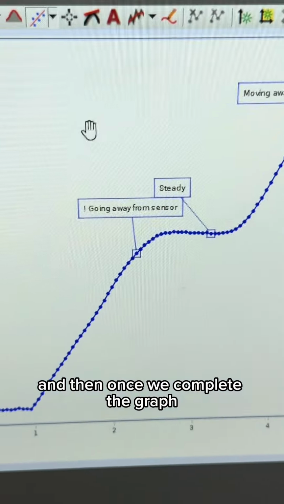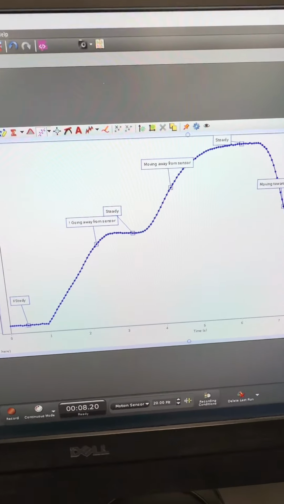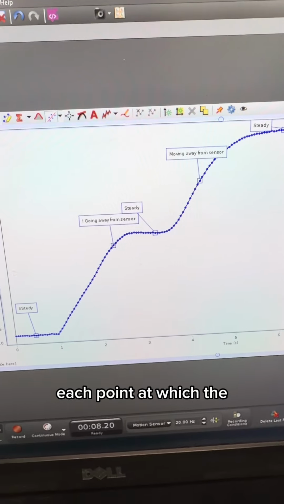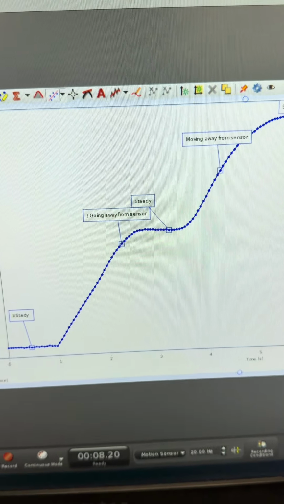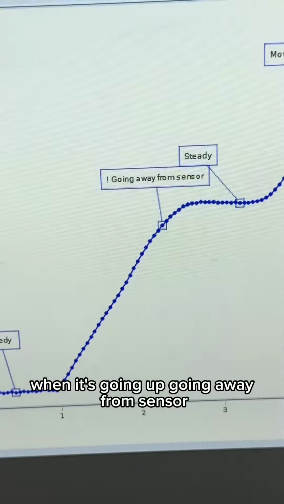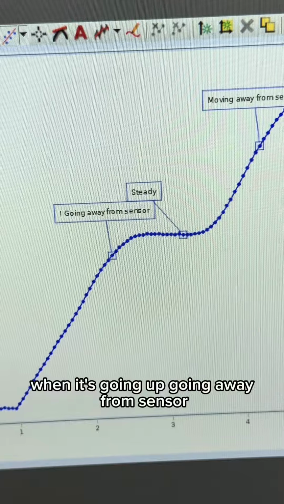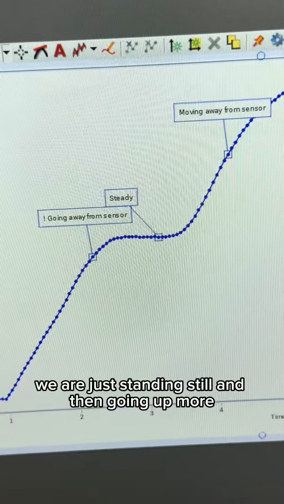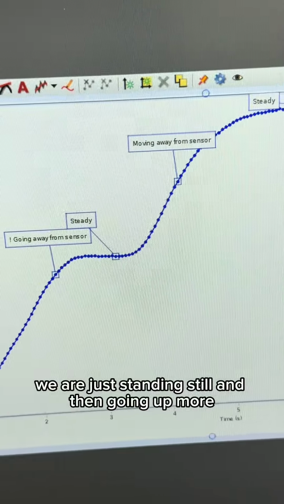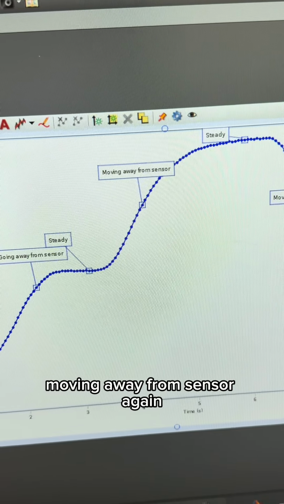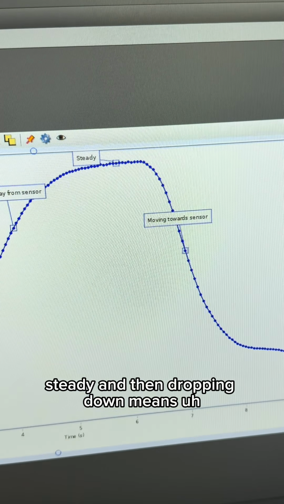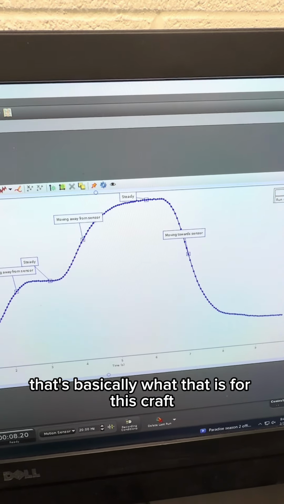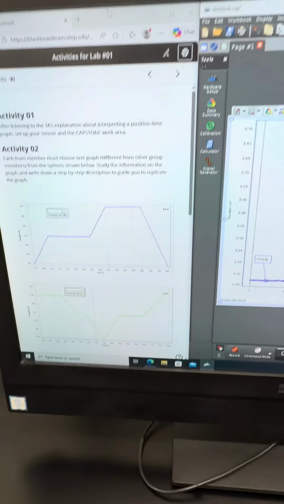Once we complete the graph, we have to label each point at which the distance changes. So right here, when it's going up, it's going away from the sensor. When it's flat, it's steady, meaning that we are just standing still. Then going up more, moving away from the sensor again, steady, and then dropping down means going towards the sensor. That's basically what that is for this graph.